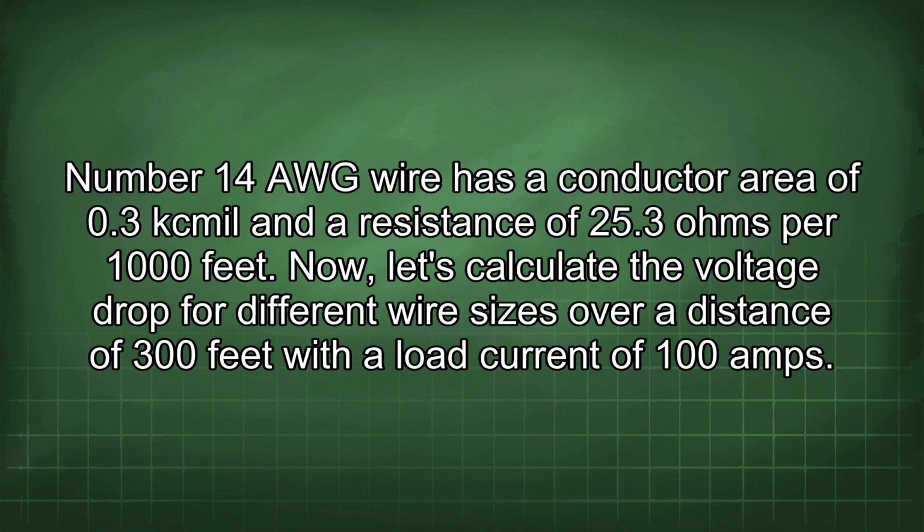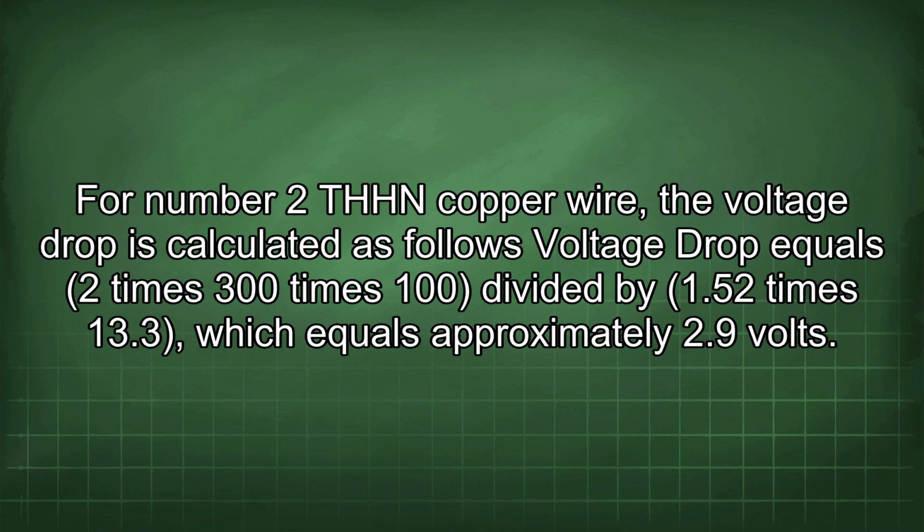Now let's calculate the voltage drop for different wire sizes over a distance of 300 feet with a load current of 100 amps. For number 2 THHN copper wire, the voltage drop is calculated as follows. Voltage drop equals 2 times 300 times 100 divided by 1.52 times 13.3, which equals approximately 2.9 volts.